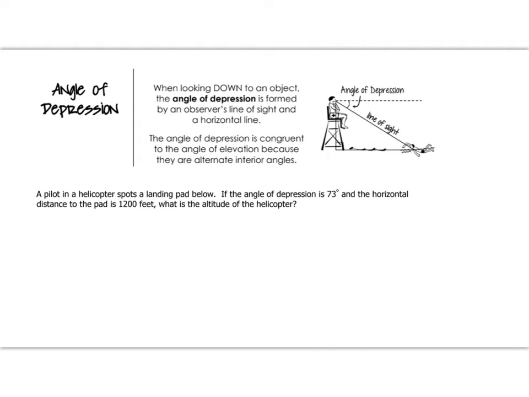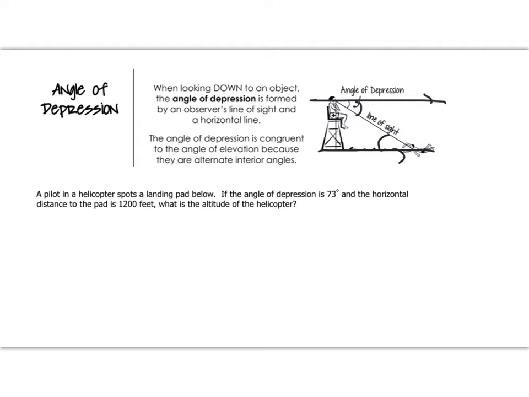Now, angle of depression. When looking down to an object, the angle of depression is formed by an observer's line of sight and a horizontal line. The angle of depression is congruent to the angle of elevation because they are alternate interior angles. So if you look, this one and this one are parallel, and these are alternate interior angles. Okay, so let's go through this next problem.